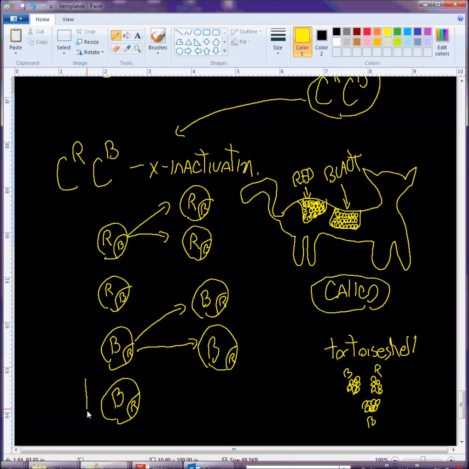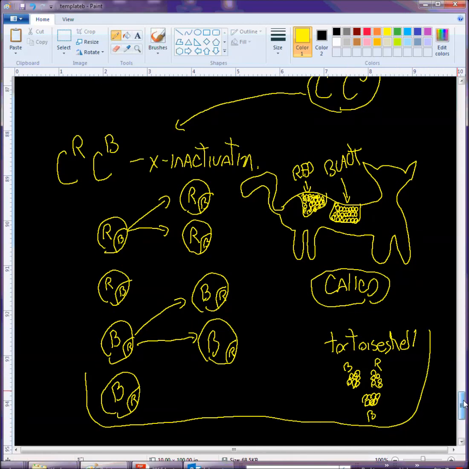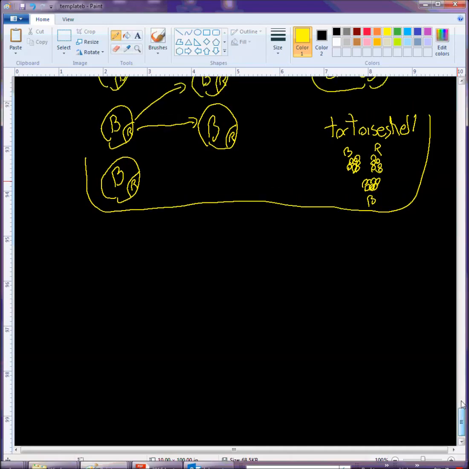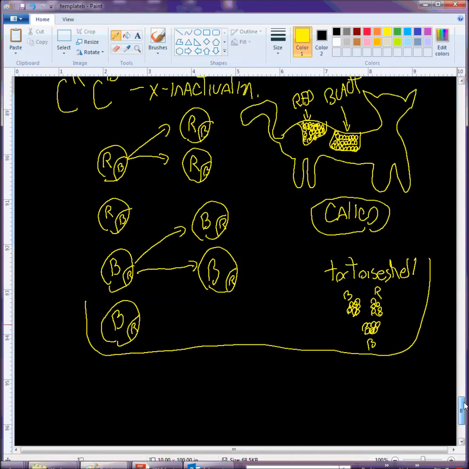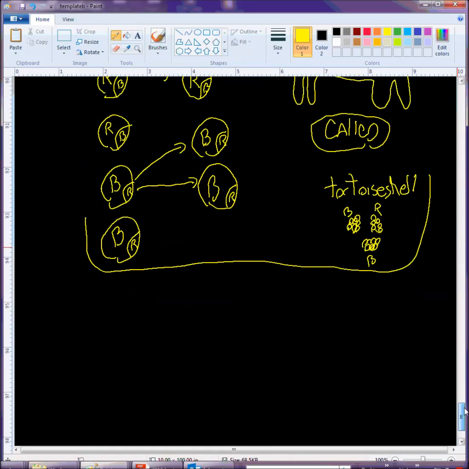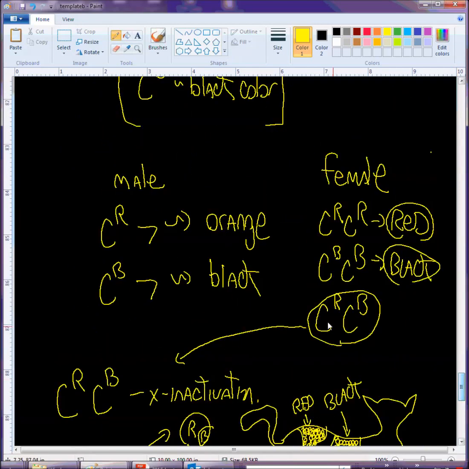And why can't we see tortoiseshell or calico in a male? Well, it's because males only have one X chromosome. So that same X chromosome is going to be active in all cells of the male. So let's go back up to the male genotypes. No X chromosomes are inactivated in the males, so they can only be all red or orange or all black.